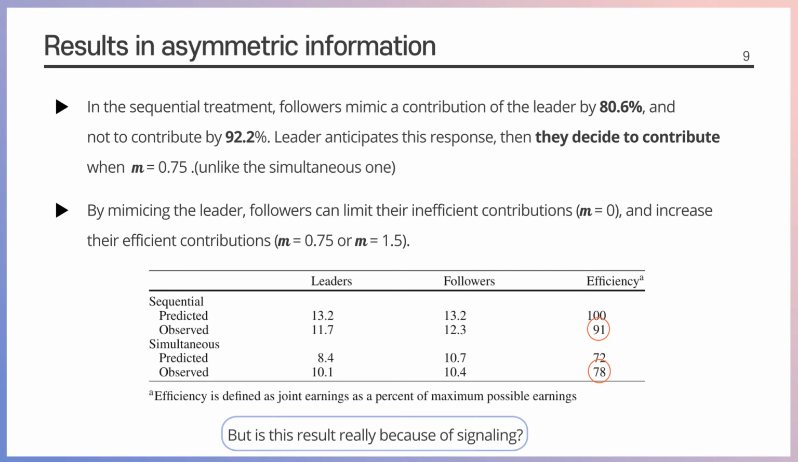There are other non-pecuniary factors that can affect the result. Maybe the follower might think, oh, I see the leader chose to contribute, and it's a kind act for me, so I'm going to contribute too. Then look at the other treatment result.